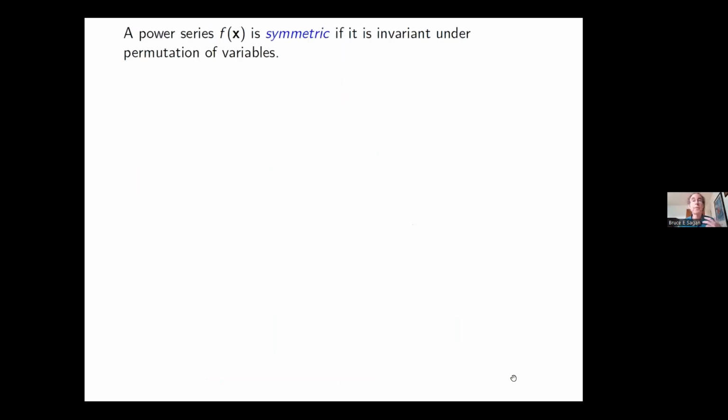Okay. So our series is symmetric if it's invariant under permutation of variables, and it should be pretty clear that this is going to be a symmetric function for any graph, because what does permuting the variables mean? Permuting the variables just means permuting the colors. But if I permute the colors in a proper coloring, it stays proper. So that's all we're saying here.